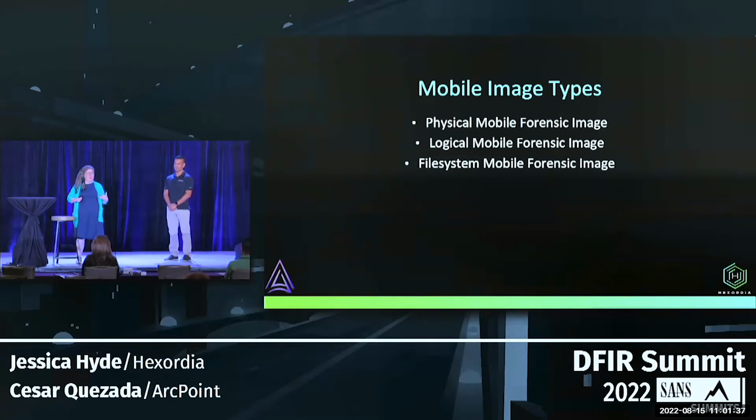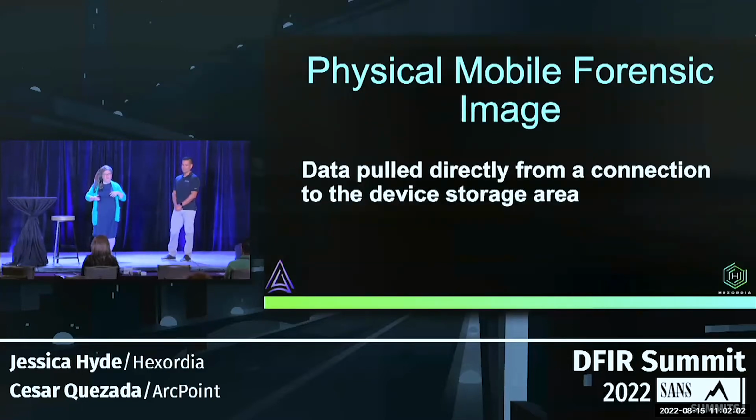So I'm going to share the terminology that I personally know and teach because I think it's the most applicable to understanding these differences, so that we can talk about the differences between the data you're going to get in these acquisitions and when you need to get them. So for mobile images, you've got the physical, the logical, and the file system. And physical and logical and file system do not mean the same thing here as they do in traditional dead box computer forensics.